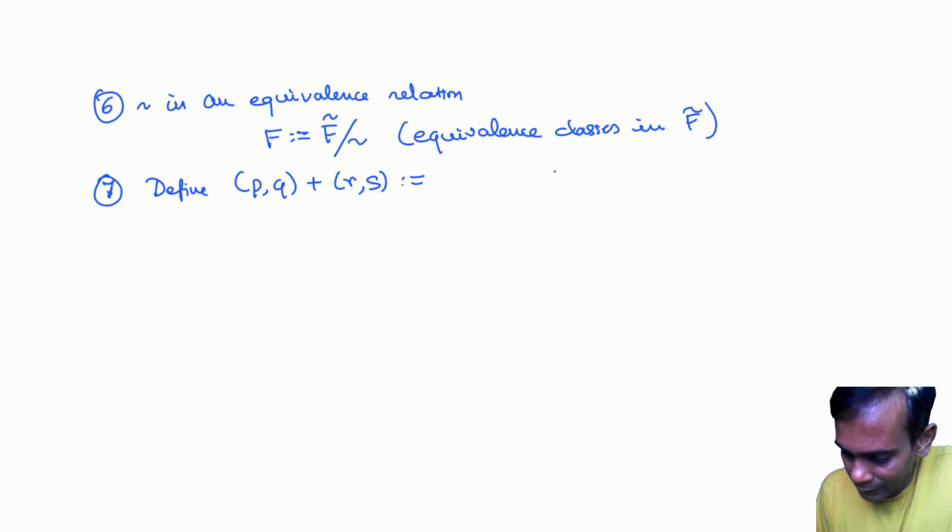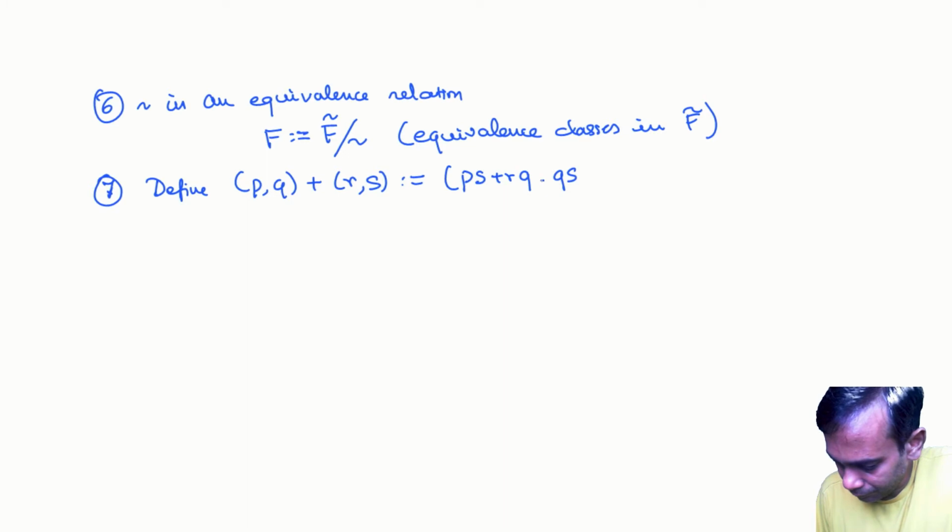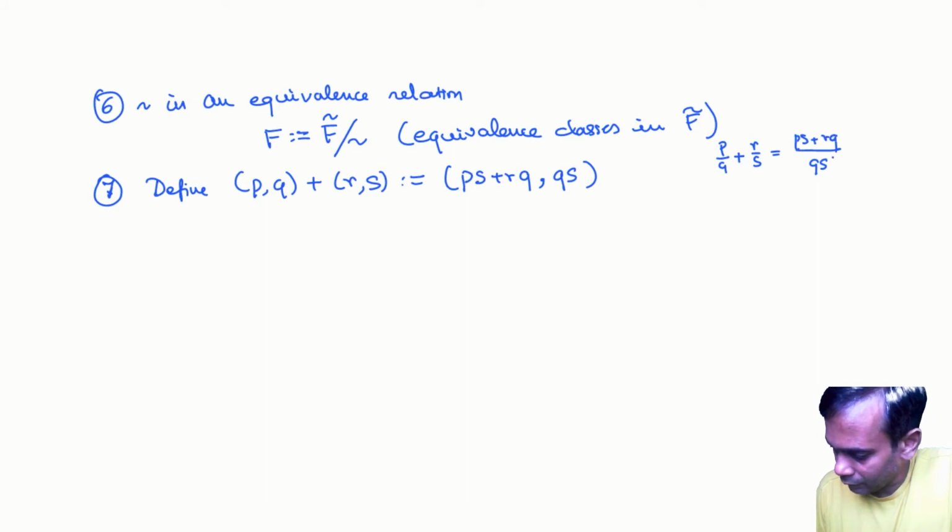so you do it as if these are just fractions. What you'll get is the denominator QS, and in the numerator you'll get PS plus RQ. This is just the rule for adding fractions, right? We would take P over Q plus R over S, then we would take the common denominator QS and we'll get PS plus RQ.